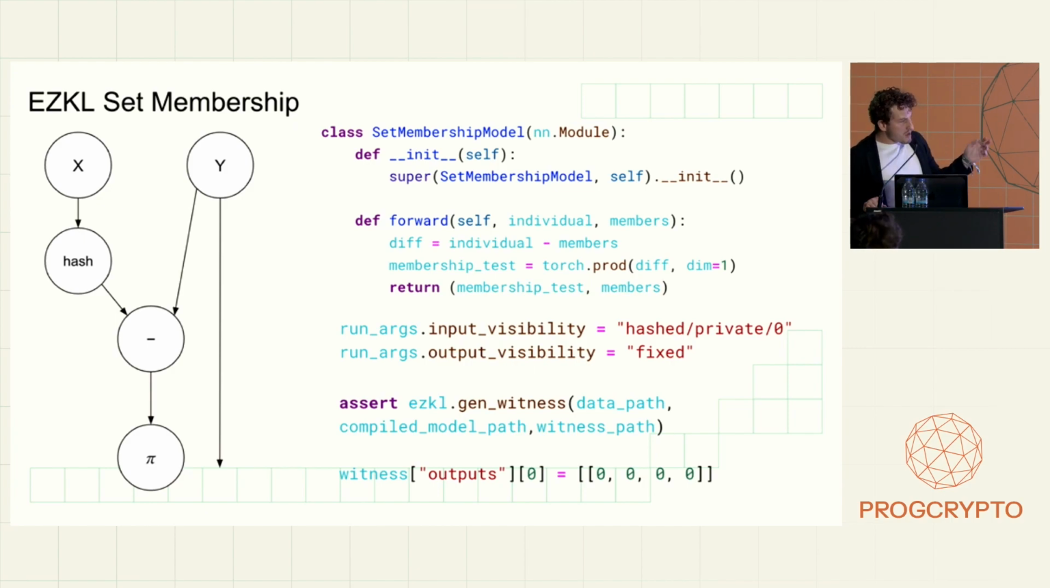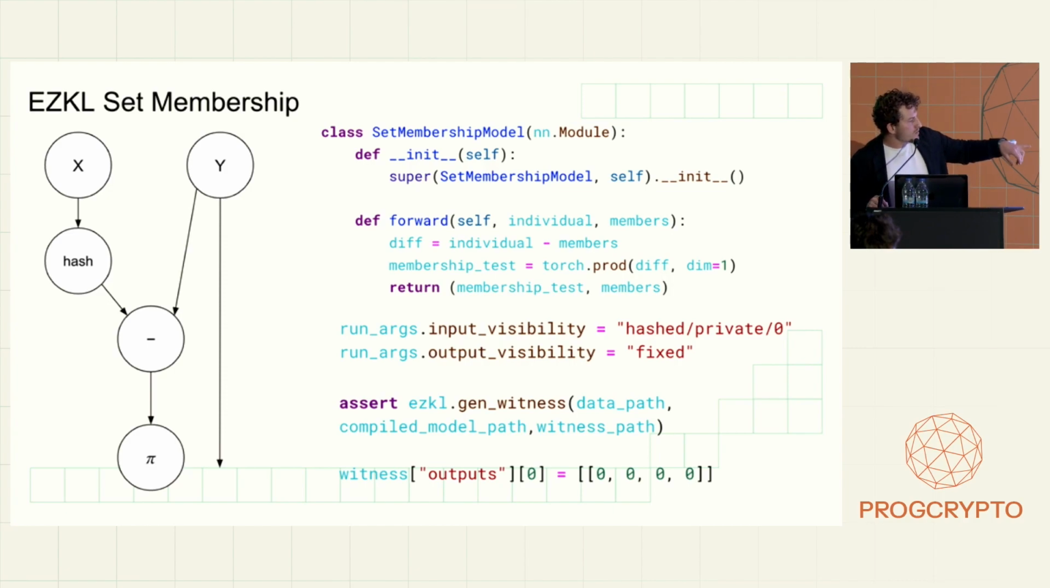tensor. If the individual matches any of the members in the tensor, that would be 0, right? A minus A is 0. So we'll then take the product of everything in the tensor. If anything in that tensor is 0, then the membership test will be 0. That's it. That's the whole model.